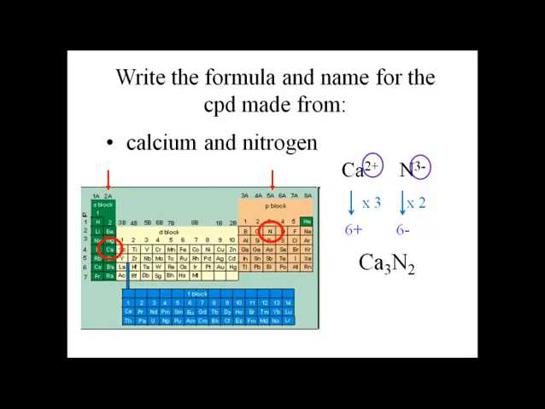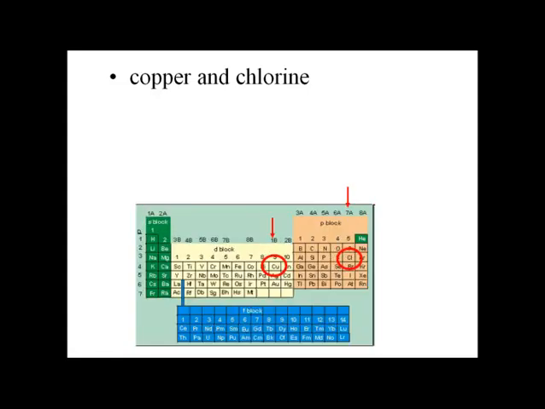Since the compound is neutral, there are no charges in the chemical formula. We would name this compound calcium nitride. We can do the same problem with copper and chlorine. Consulting the periodic table, chlorine is in group 7A, so the chloride ion will have a 1- charge.